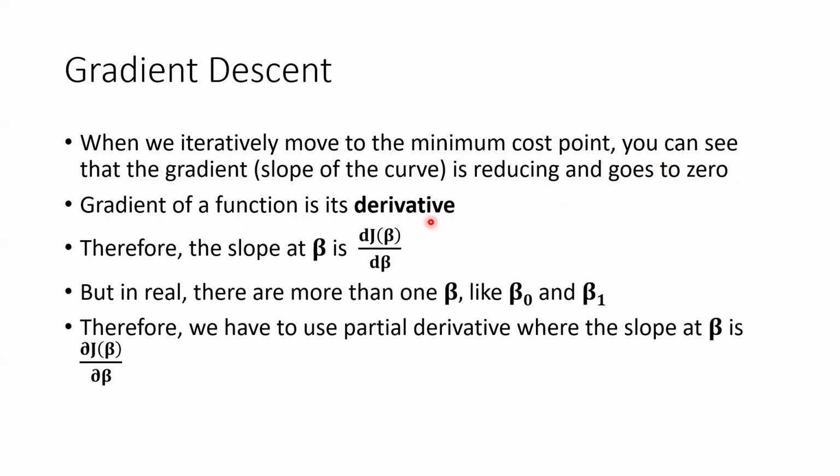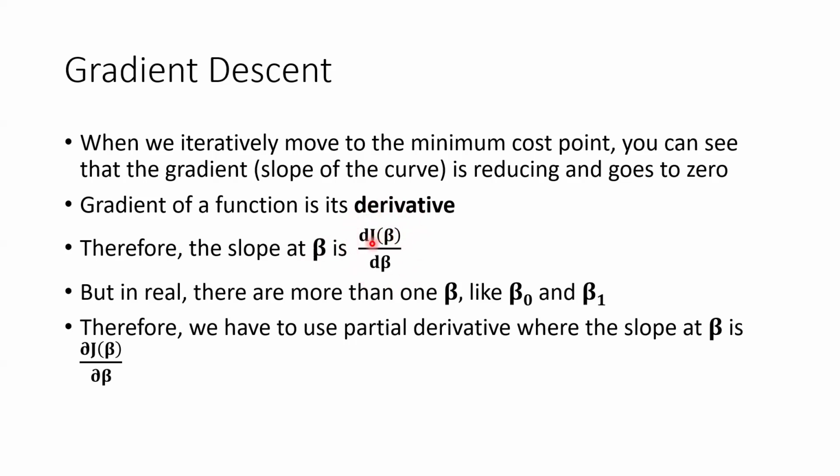This gradient is also known as the derivative, the slope, or the tangent, tan theta, where theta is the angle between the positive direction of the beta axis and the tangent to the curve. So this derivative is known as the slope of the curve at the point beta. When there is only one beta value, the slope is given by this derivative.